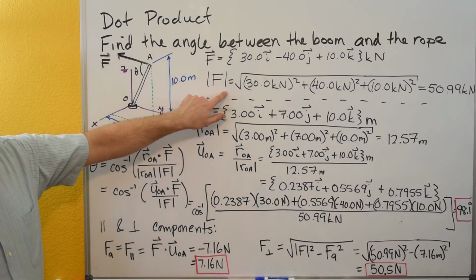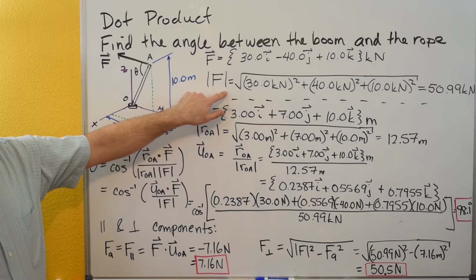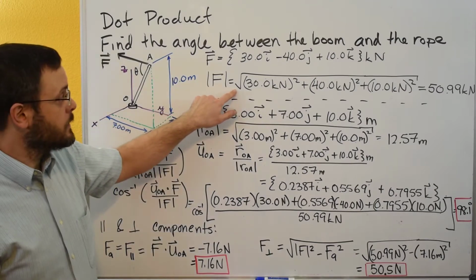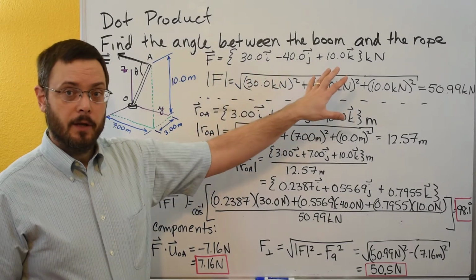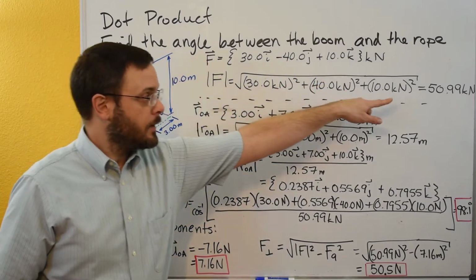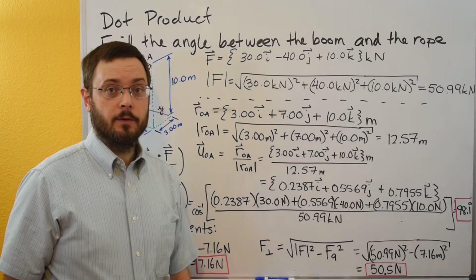For what we need to do, we'll also need to get the magnitude of that force vector. The magnitude would be each of the three components squared, add them all together, and then take a square root, and that gives you about 51 kilonewtons.